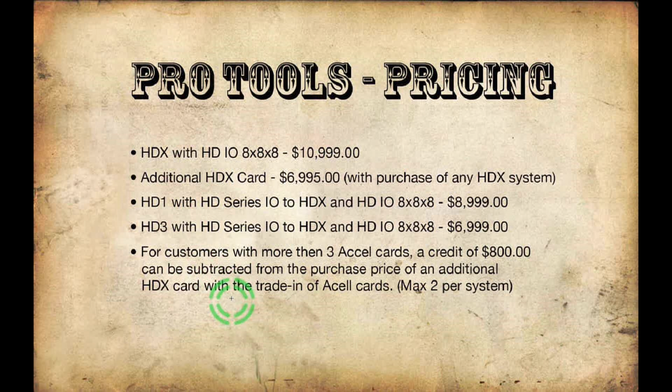And let's just read this. For customers with more than 3 Excel cards, a credit of $800 can be subtracted from the purchase price of an additional HDX card with the trade-in of its cards. So you can take 2 of the 3 remaining cards and trade those in for a $1,600 total discount, $800 each. So you need to get an HDX card. Here's that card, $7,000. Take $1,600 off of that. That's how you get your HDX card.